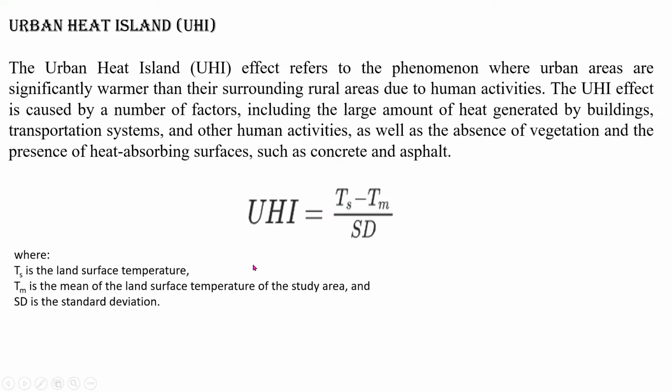So this is the formula to calculate the UHI. TS is the land surface temperature, TM is the mean of the land surface temperature, and SD is the standard deviation. So we'll use this formula to calculate.